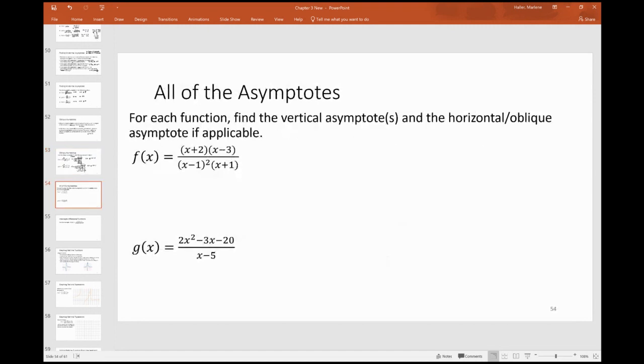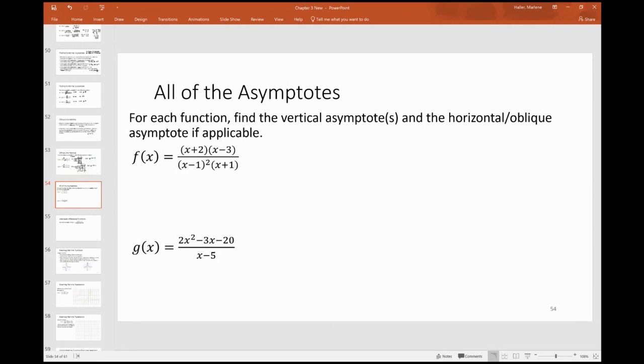All right, let's pull all this together and take a look at a couple of examples of finding all of the asymptotes of a function. So f of x is already factored for us. That's very nice. Do any of these factors divide out? No, so that tells us there are no holes.